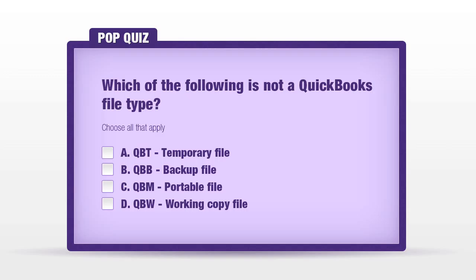Now it's time for a pop quiz. Which of the following is not a QuickBooks file type? A, QBT, a temporary file, or B, QBB, a backup file, C, QBM, a portable file, or D, QBW, a working copy file? The answer is A. A QBT or a temporary file is not a real QuickBooks file type. We just made that up for this question.